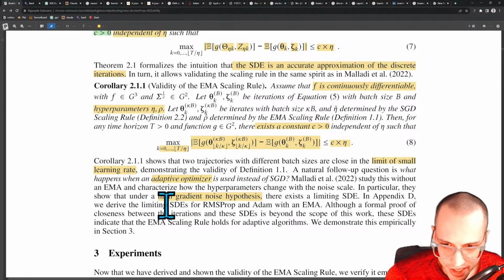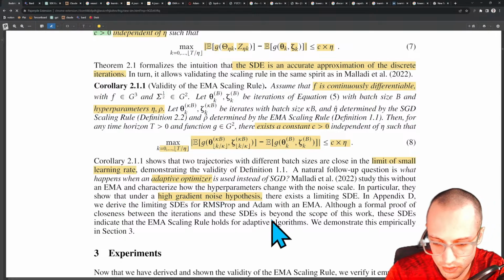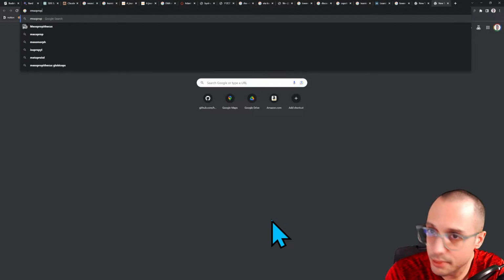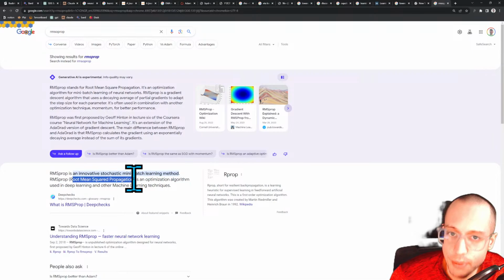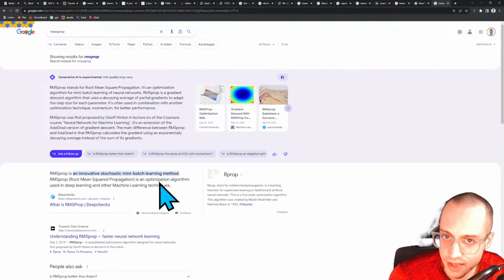We derive the limiting SDEs for RMSProp and Adam. These are just different optimizers. I think this is root mean squared prop, right? RMSProp. Let me just make sure. Root mean squared propagation. So it's a mini batch learning method. It's a type of optimizer.